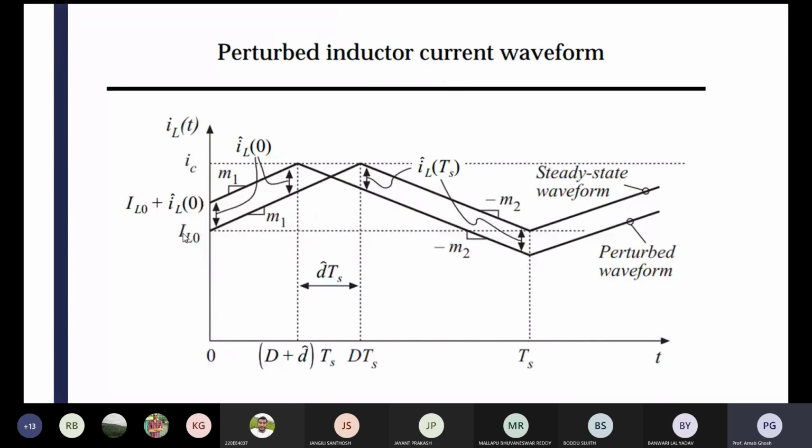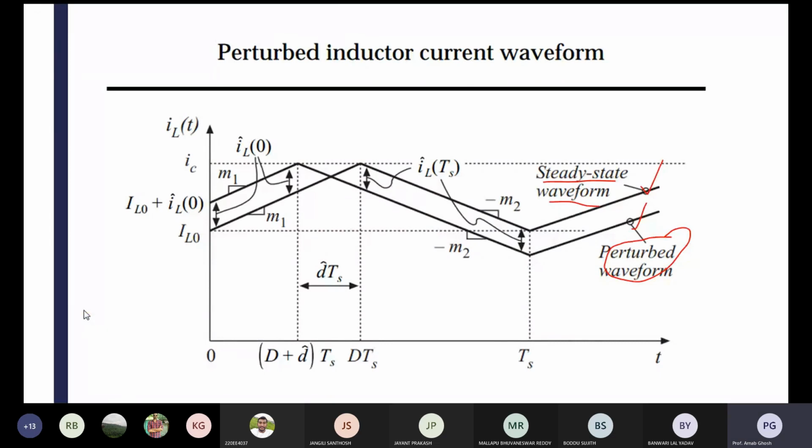So your inductor current, whose steady state value was capital IL0, is now changing to capital IL0 plus a small variation, i cap L0. Then it climbs up, touches the IC value, and then climbs down gradually. If it is increased on the upper side due to the perturbation, that portion will come to the lesser side later. The first one is your steady state waveform. The next one is your perturbed waveform, where we are giving some disturbance.